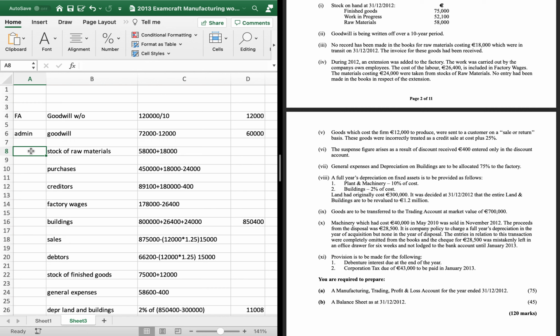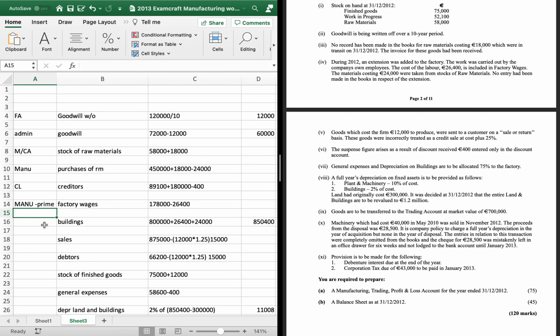Stocks of raw materials, so they're closing stocks, so it's obviously raw materials, so it's manufacturing, and it's also a current asset. Purchases of raw materials is manufacturing. Creditors are a current liability. Factory wages is manufacturing as a prime cost. Buildings, that's factory buildings, it's a fixed asset. Sales is obviously in the trading. Debtors, current asset. Stock of finished goods is trading and a current asset.